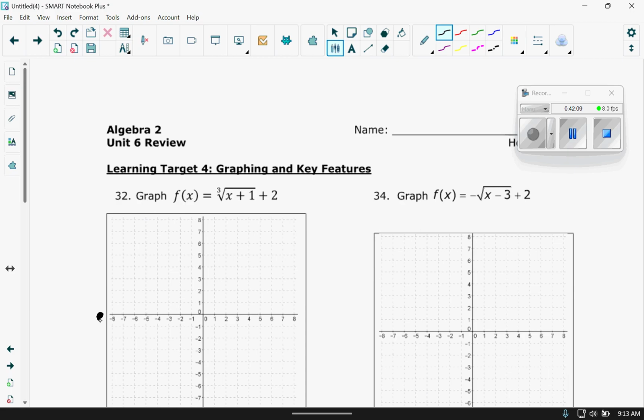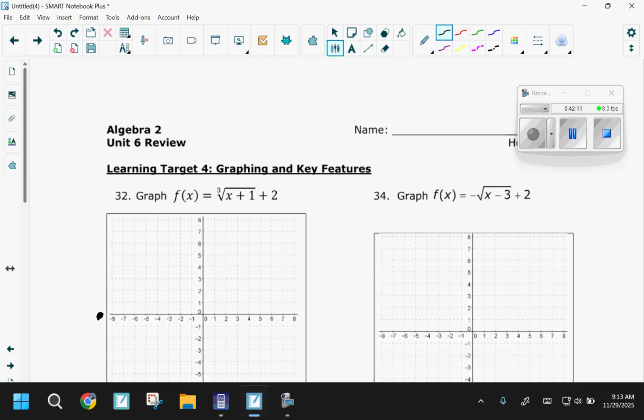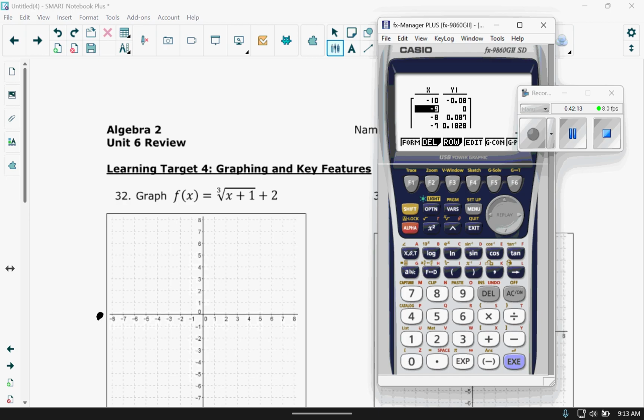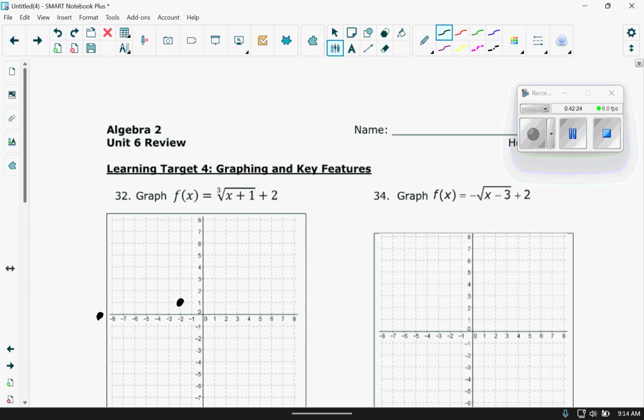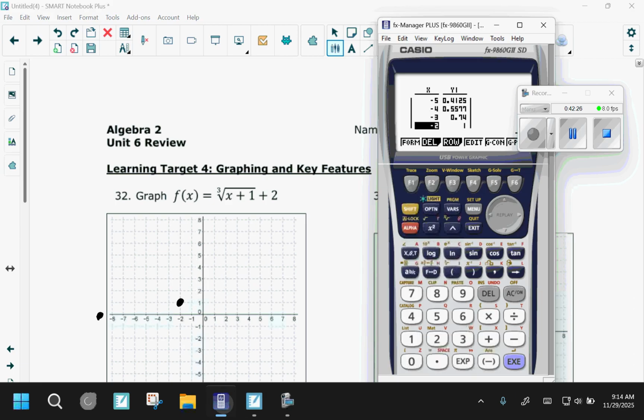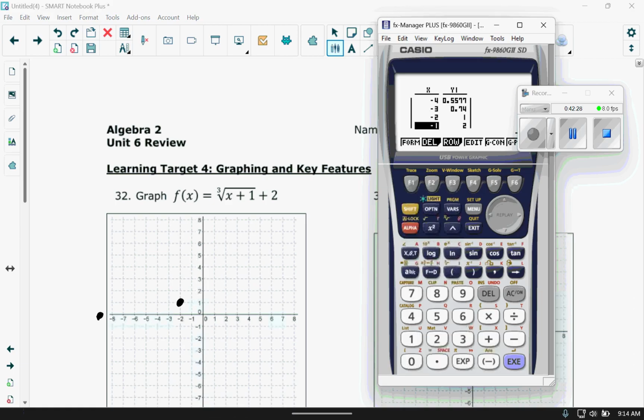-9 is going to be right here. And then I'm going to scroll until I get to the next whole number. So at -2, it's at +1. And then at -1, it's at +2.